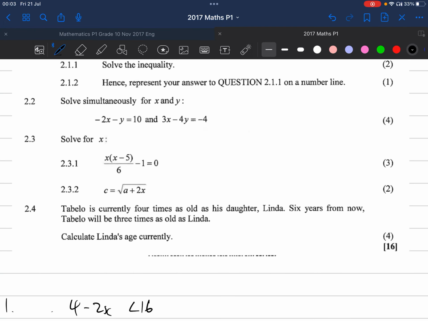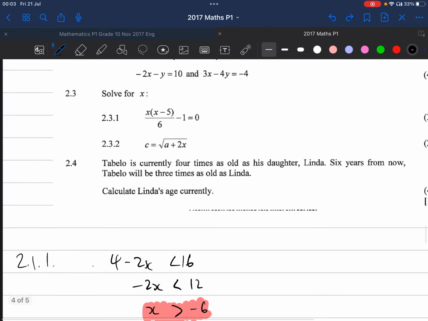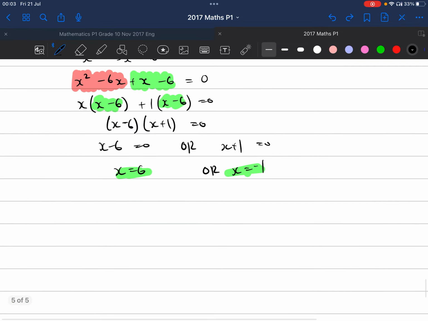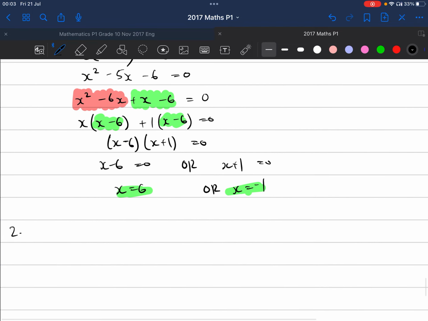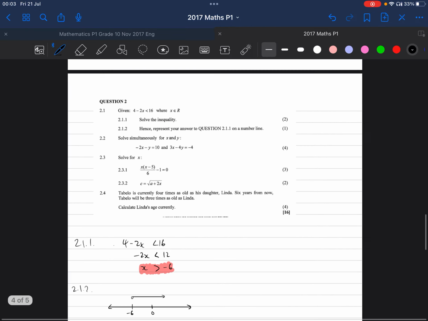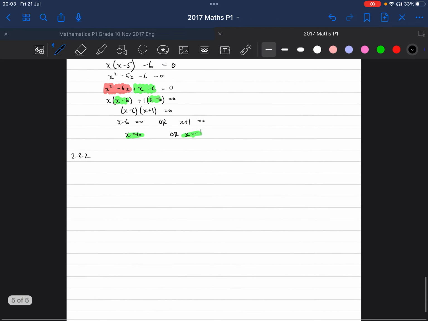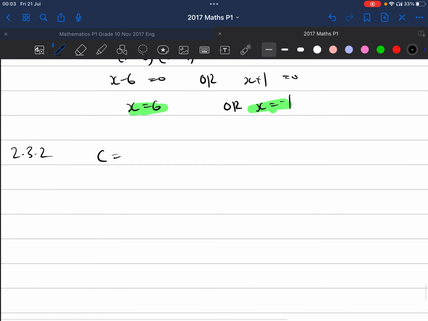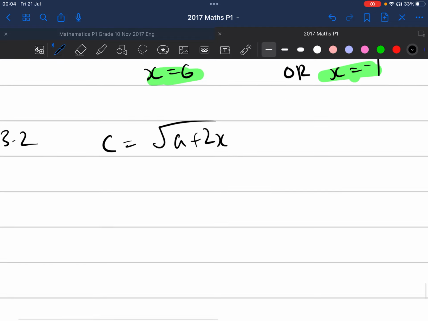Alright, the next one says, solve for x if c equals the root of a plus 2x. This was 2.3.1, so this is 2.3.2. So c equals the root of a plus 2x, and we're trying to solve for x. That means we're going to make x the subject of this equation.